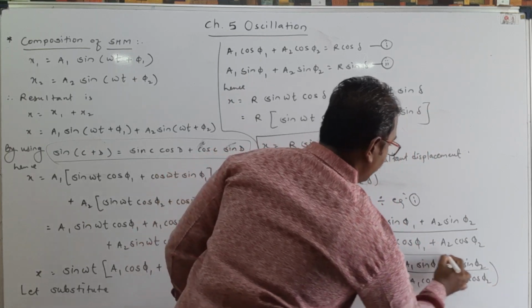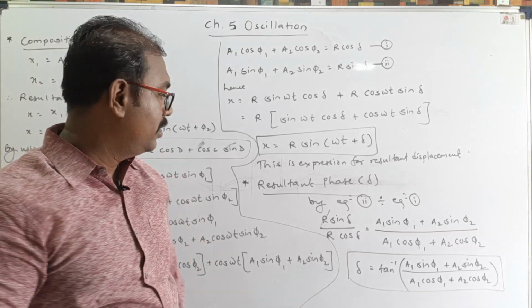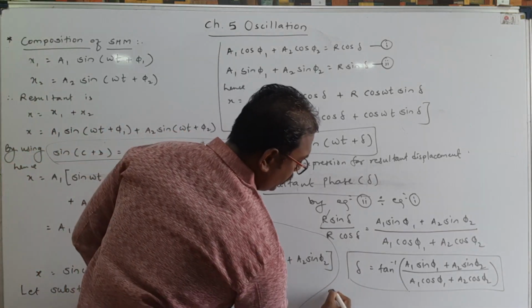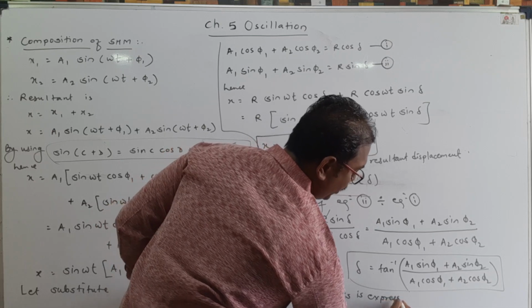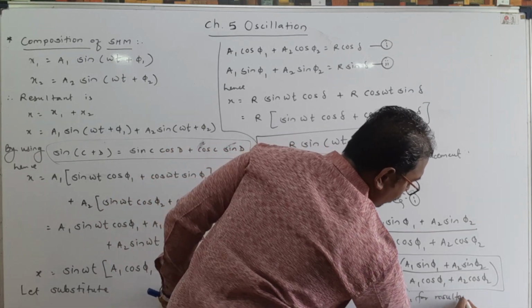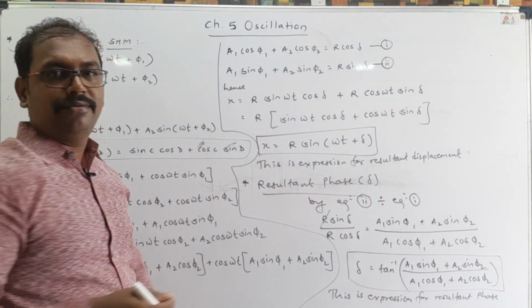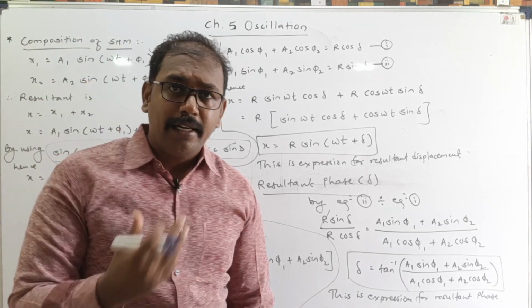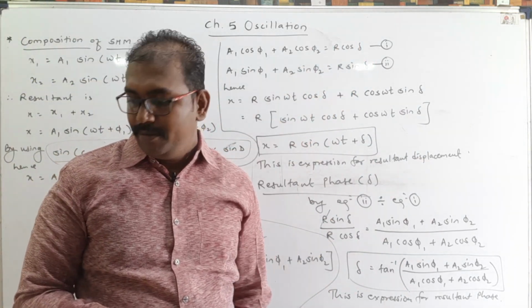So this is the expression for the resultant phase. Similarly, we have to obtain the expression for the resultant amplitude. Resultant amplitude means R; the formula of R we have to obtain.